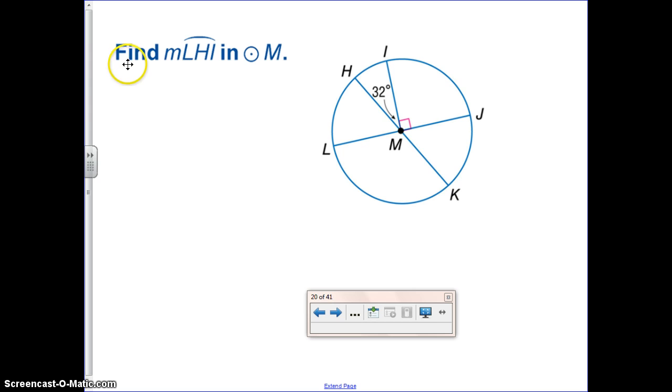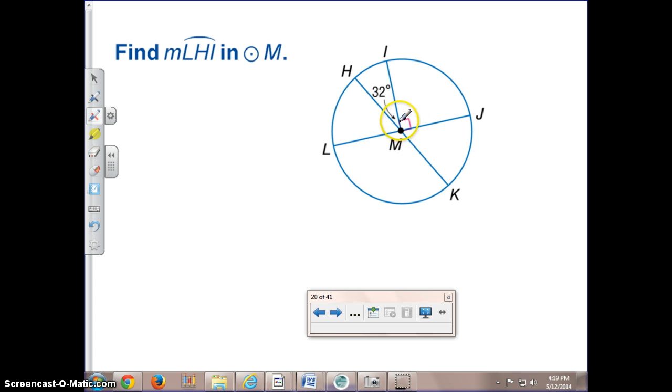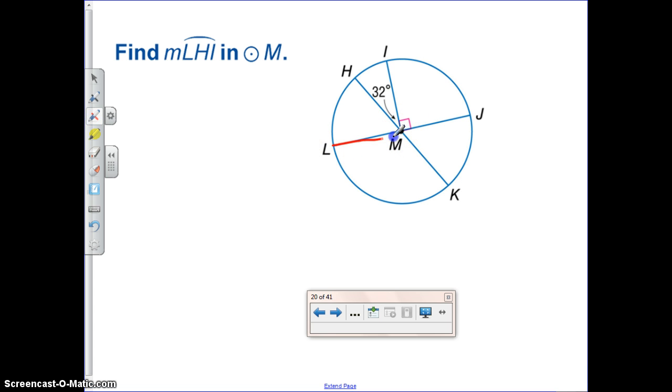So find the measure of arc LHI in circle M. All right. So since we know that this semicircle would be 180 degrees and this is 90, we know that these two added together form 90 degrees, and LHI then therefore is 90 degrees.